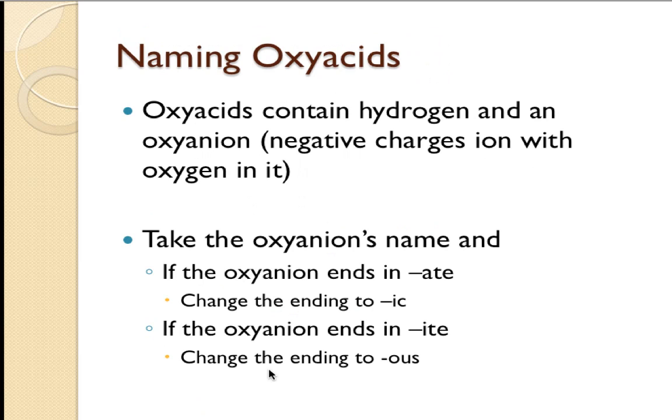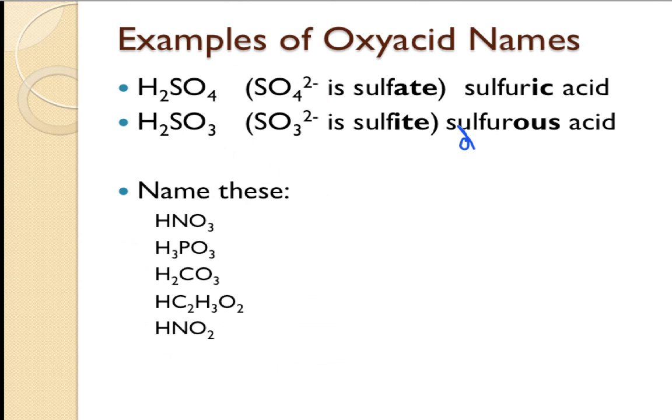Okay, naming oxyacids. Oxyacids contain a hydrogen and an oxyanion. That means a negatively charged ion with oxygen in it. What we're going to do is take the oxyanion's name, and if the oxyanion ends in ate, we're going to change the ending to ic. If the oxyanion ends in ite, we're going to change the ending to ous. All right, let's see what that means.